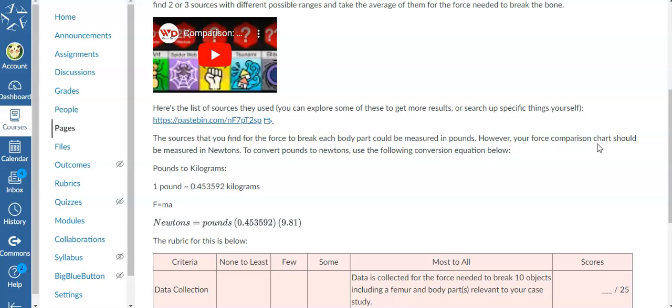The sources that you find for the force to break each body part could be measured in pounds. However, your force comparison chart should also be measured in newtons. To convert pounds to newtons, use the following conversion equation below. So for pounds to kilograms, we're given that 1 pound is approximately 0.453592 kilograms. Force equals mass times acceleration. So the mass, we have pounds, and we're going to change it into kilograms because the mass needs to be measured in kilograms. And then we have the acceleration due to gravity, 9.81 meters per second squared.